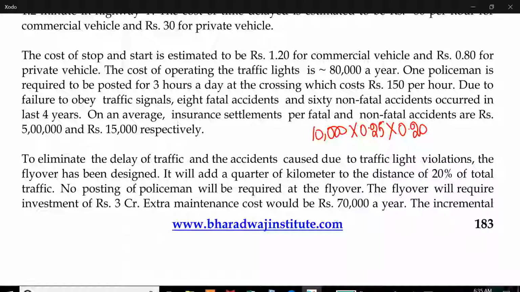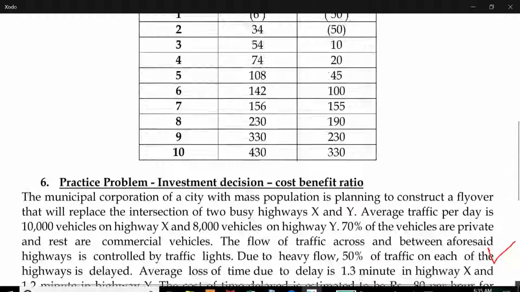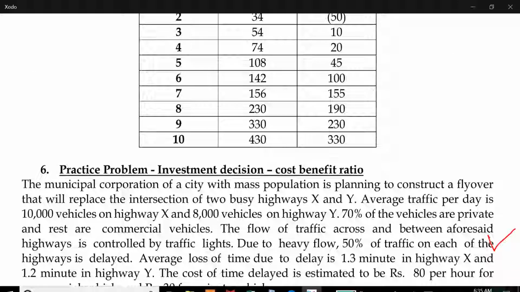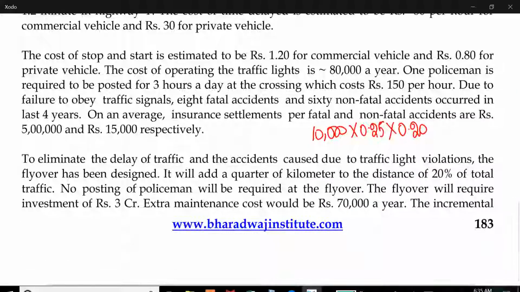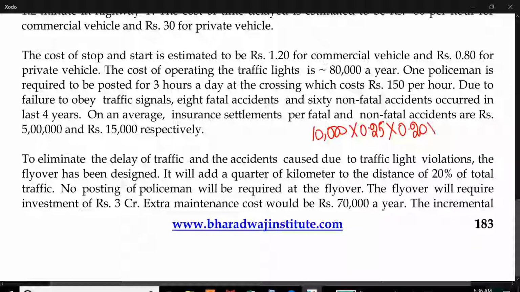If I leave it at this stage, the understanding is the distance is only 1 kilometer. Okay, the understanding is the flyover distance is 1 kilometer. Because you are constructing the flyover, 20% of them get impacted, and because of the 20% impact, another 0.25 is the extra distance. So 10,000 into 0.25 kilometer into 0.20 into 2.9 into 365, 365 days in a year.